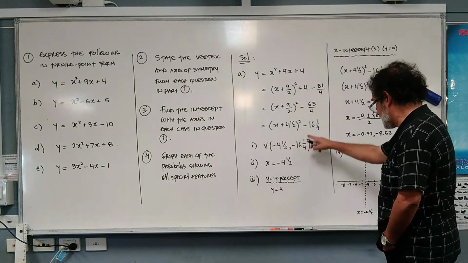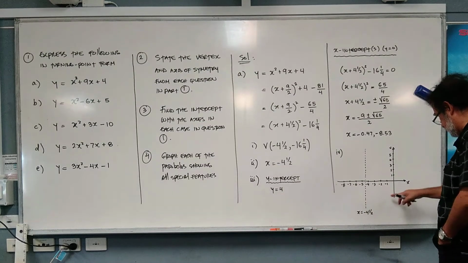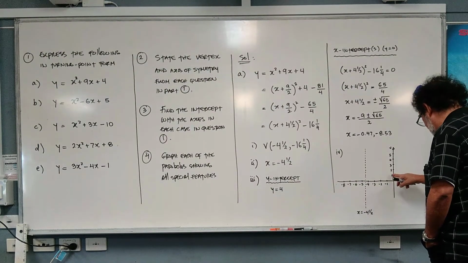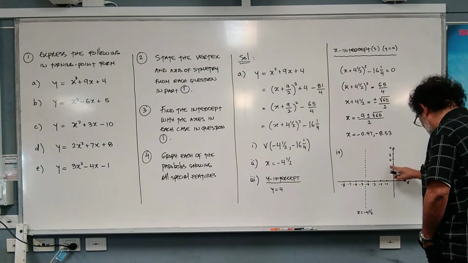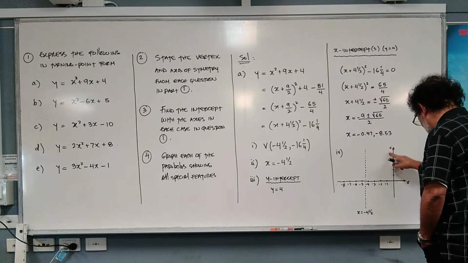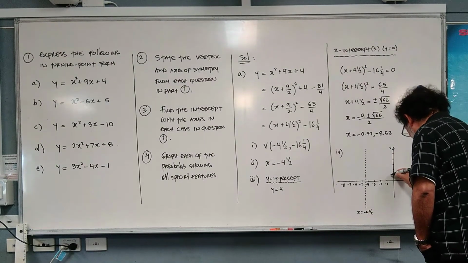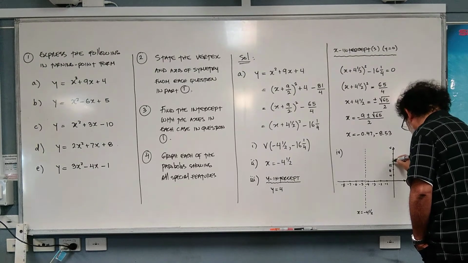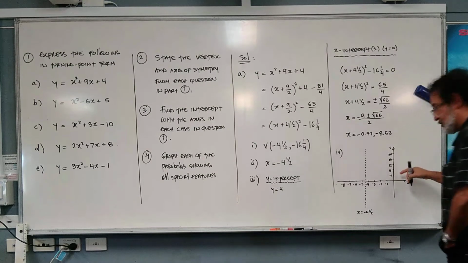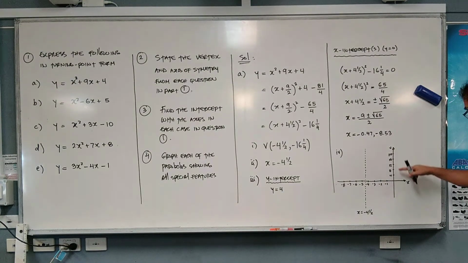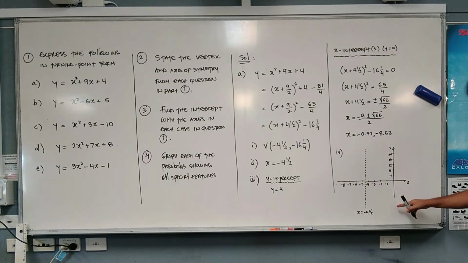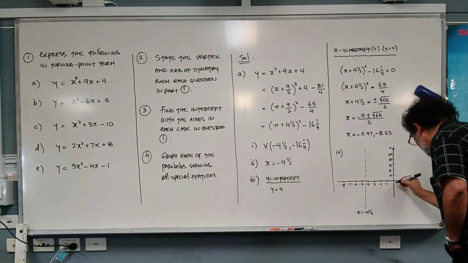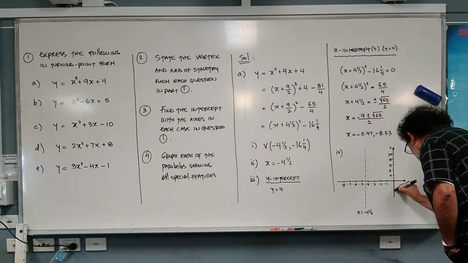The other one is -16.25, so I'm going to have to go up by a bigger number. So I'm going to put 4. We're going to go up by 4, and then go down by 4, so we can go all the way up to -16.